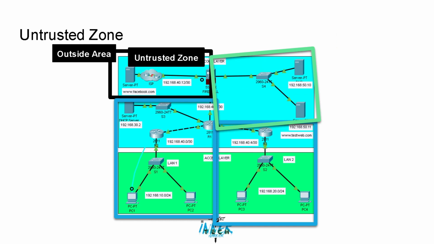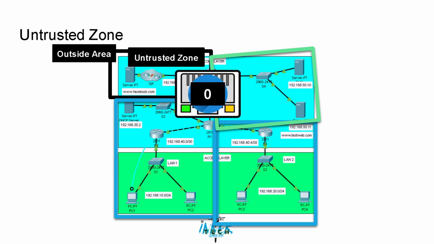Lastly, we have an untrusted zone. This zone represents your connection to the external network or internet, which is the least trusted zone. That's why it's common to assign the lowest security level to the outside interface, which is security level 0.